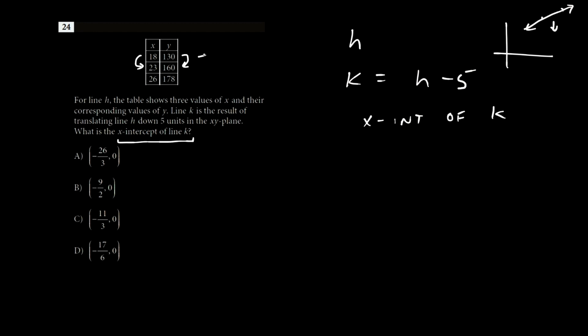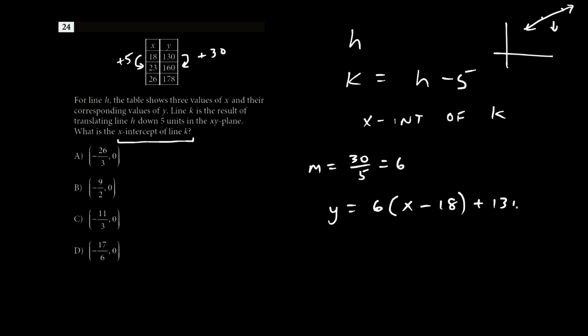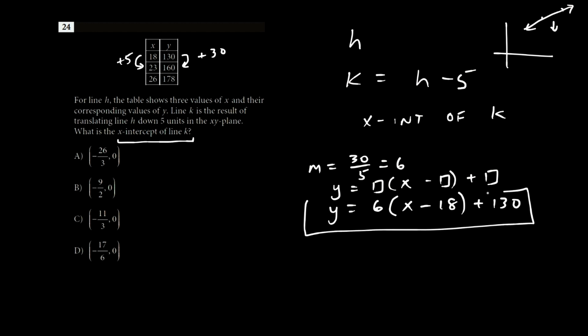So we're looking at line H right now. 130 to 178, it went up 48. 18 to 26, it went up 8. So we can see the slope for H is 48 divided by 8, or 6. And then we can go ahead and just write the equation. Y is equal to 6, and then we use point slope, so we're just going to plug in a point. So 18, 130. In case you didn't know that, let's put that up here. So the slope, x minus the x value of the point, plus the y value of the point. So we just plugged in. Now this is line H.